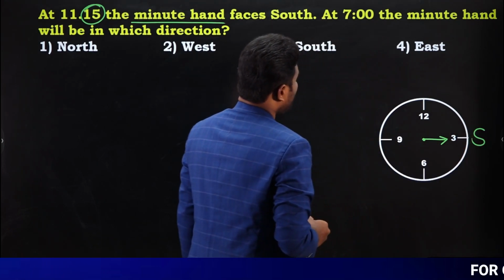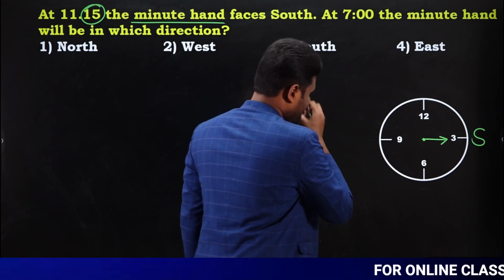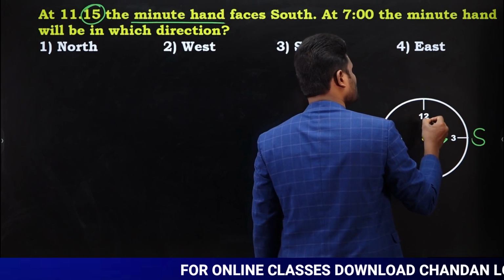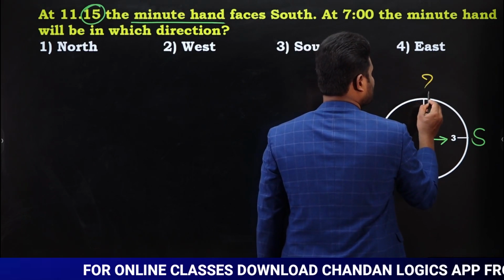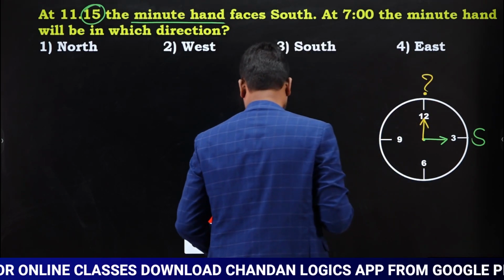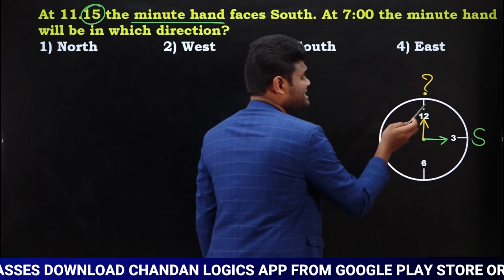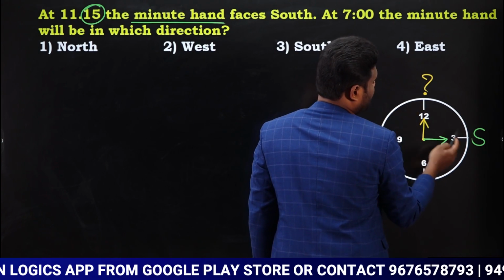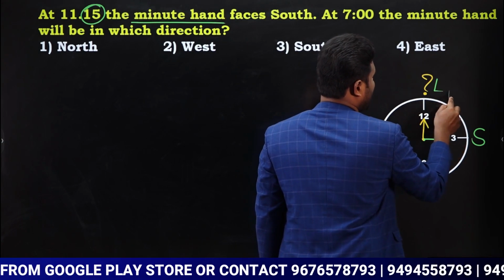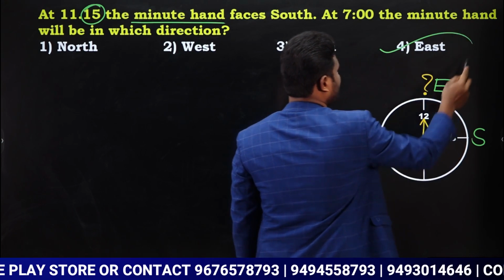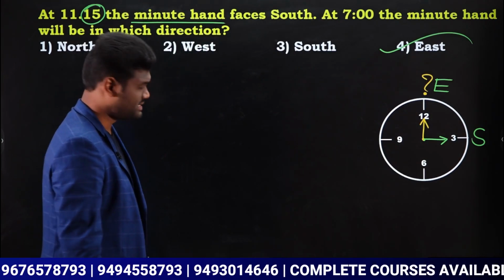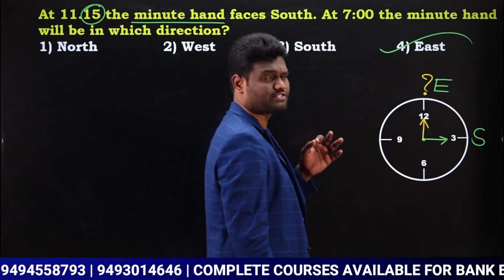Now our question is, at 7 o'clock the minute hand is going to face towards 12. Yes, now we are supposed to know what is this direction, yes or no? Now if you observe, this is south. From south if I move 90 degrees anti-clockwise, now this is nothing but east. So we can say answer for this question is going to be east. Is that clear? Just a fraction of seconds.